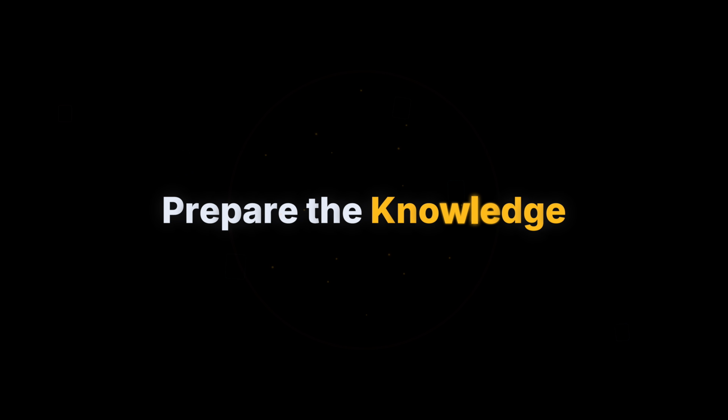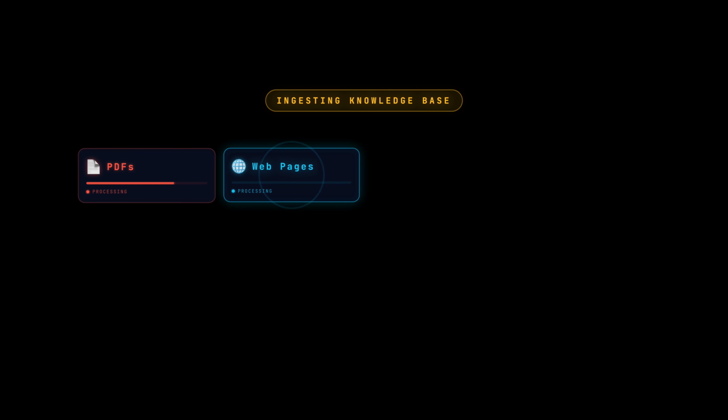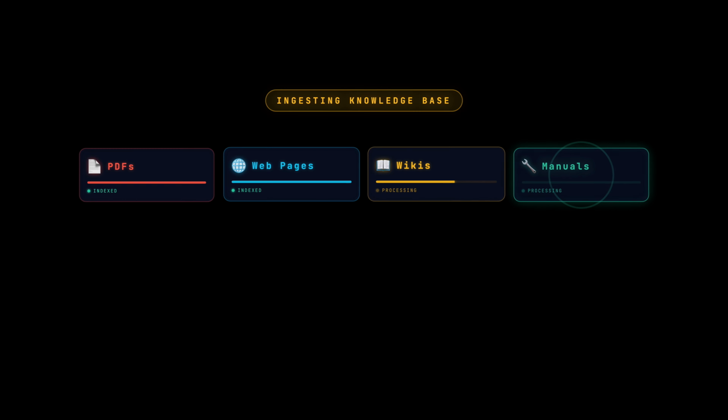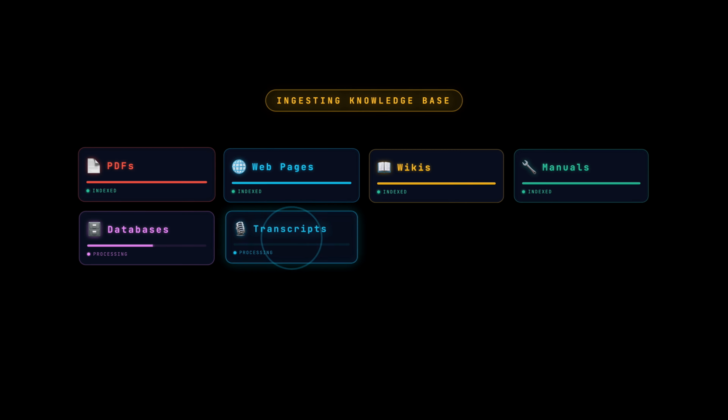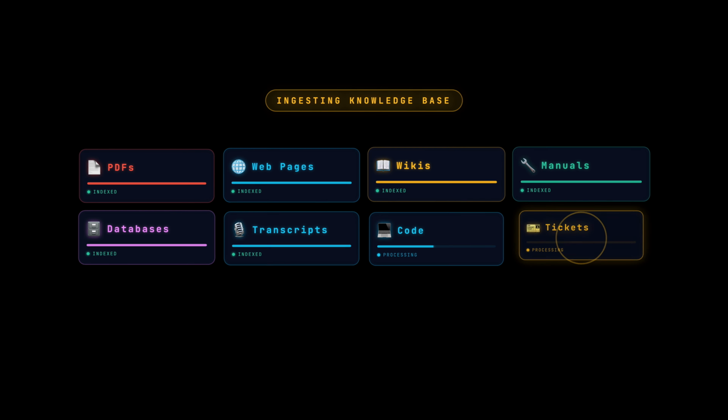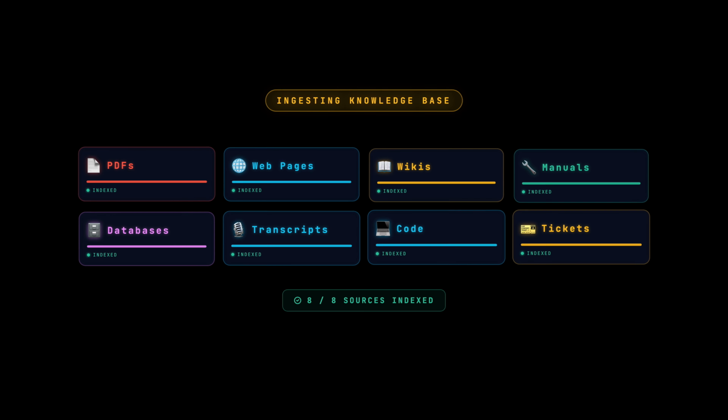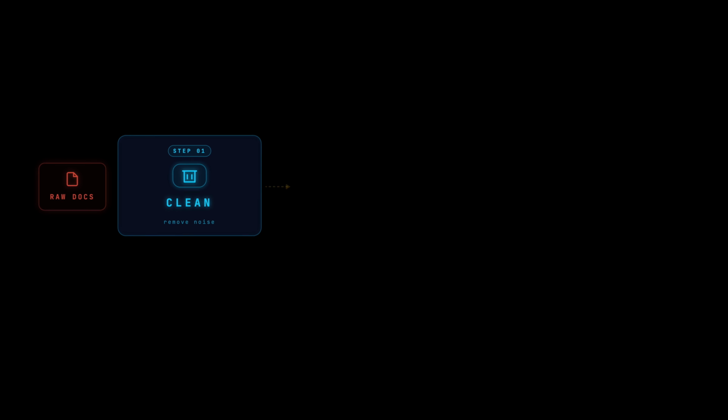For retrieval to work, the system needs a knowledge base to search. This could be PDFs, web pages, internal wikis, product manuals, database records, meeting transcripts, code repositories, support tickets, any source of truth your organization cares about. But raw documents are messy. They are too long, too varied, and too noisy to pass directly into a language model's context window. So the first step is preparation.